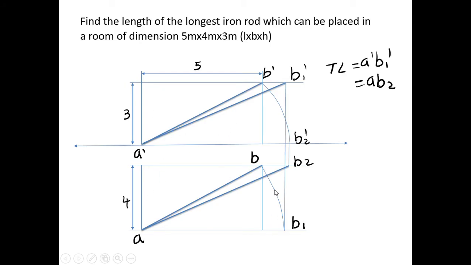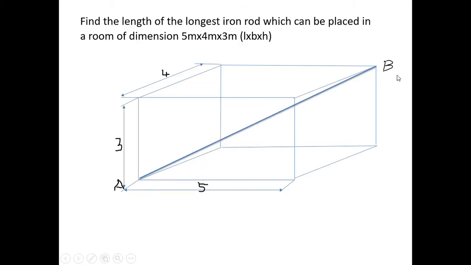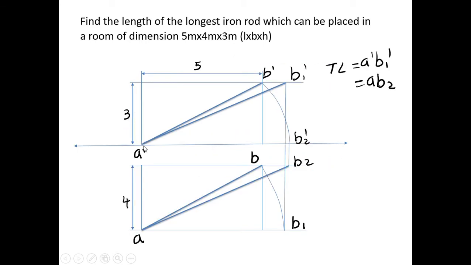Now the front view of this rod AB, if you view this rod from here, the point B and this point will be same in front view. That means the front view will be a diagonal of that rectangle, a line drawn from here to this corner. So the front view of the rod will be A dash B dash, a line connecting this corner and this corner.